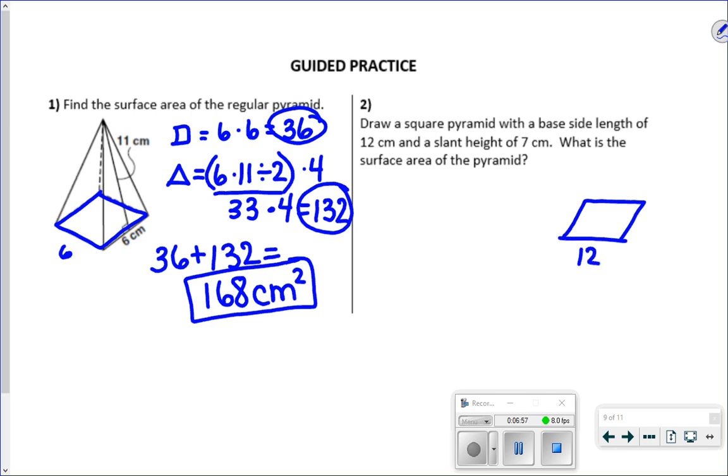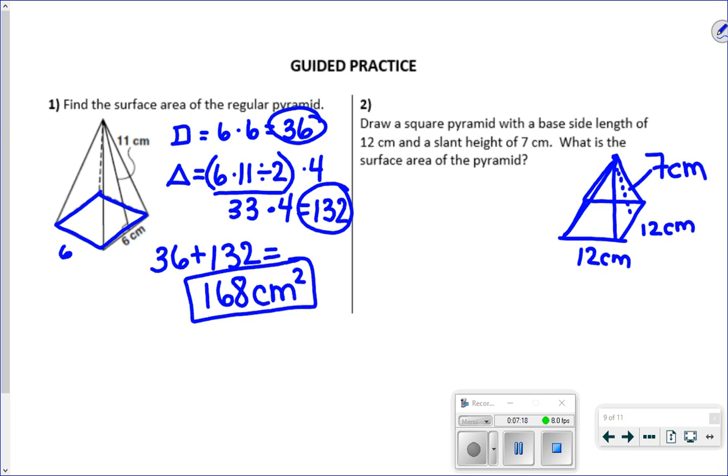So I'm going to go ahead and label 12 centimeters on 2 of my sides. I'm going to pick a point at the top. Okay, and then my slant height, I'm going to just do a little dotted line for that. That's going to be 7 centimeters. So there's my drawing. Now I need to find the surface area.